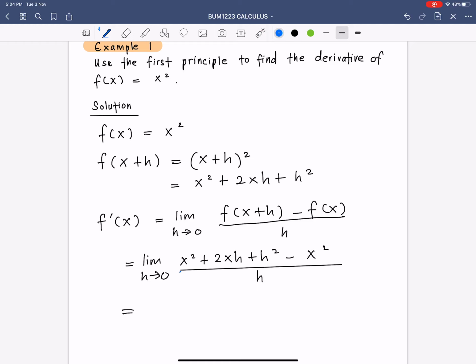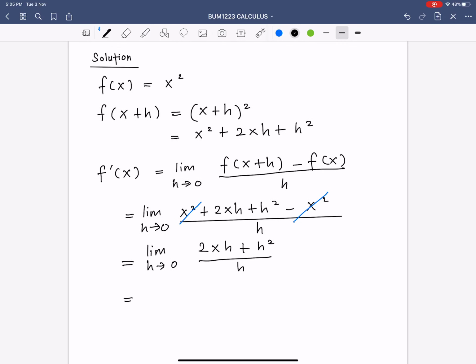We can eliminate x squared here. So what is left is the limit as h approaches 0 of (2xh plus h squared) over h. If you use direct substitution now, then you will get 0 over 0, which is an indeterminate form. Therefore, we cannot use direct substitution yet. We have to do something with this expression. In this case, we will use factorization.